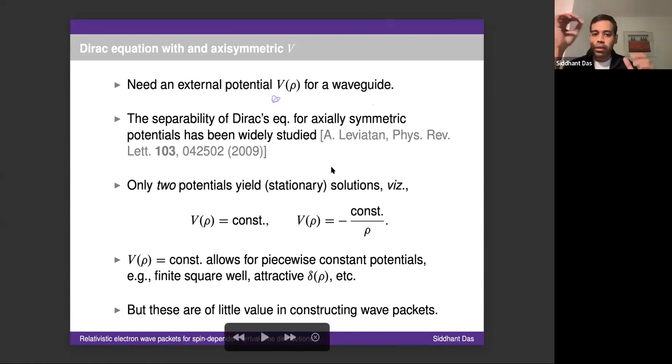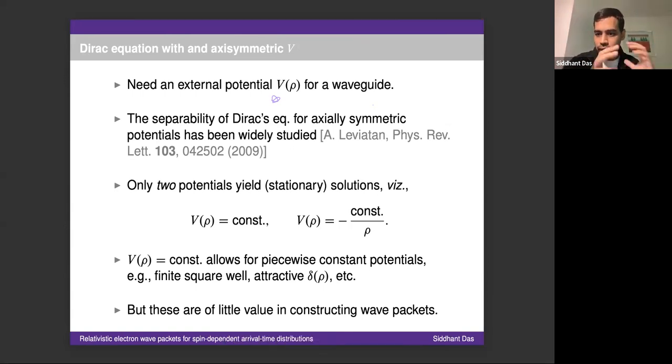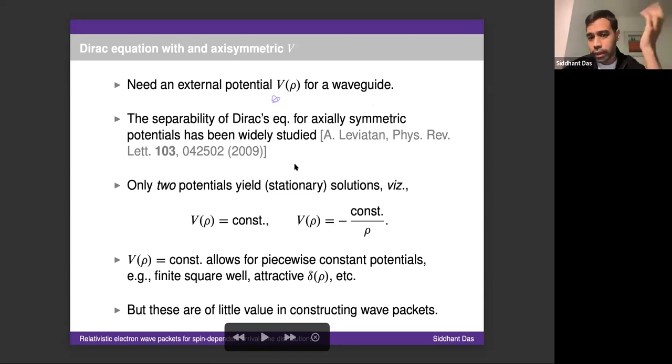So let's talk about situations with cylindrically symmetric potentials. That's of interest for our experiment. We want to have a waveguide, which is a cylindrically symmetric or axisymmetric situation. For these kinds of potentials, the Dirac equation has also been extensively studied. I will give you references below, but one article really summarizes what can be done and what cannot be done, and it's quite good to read.